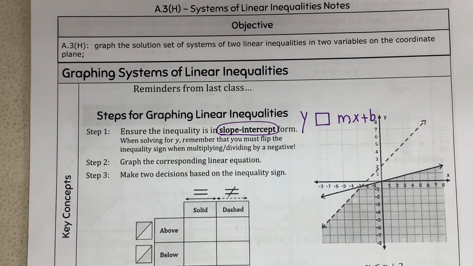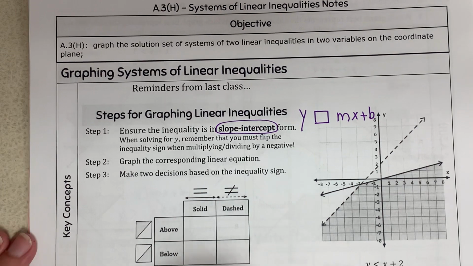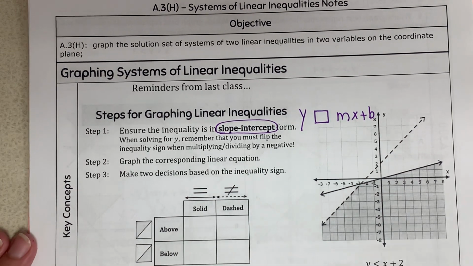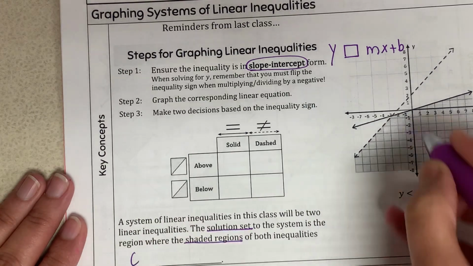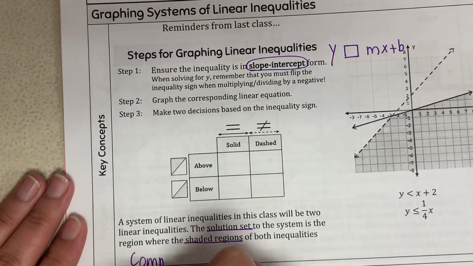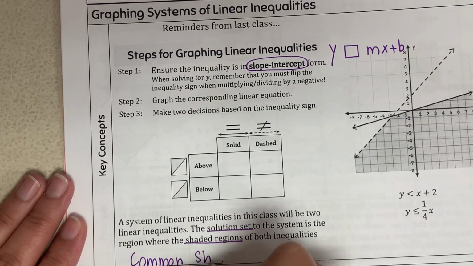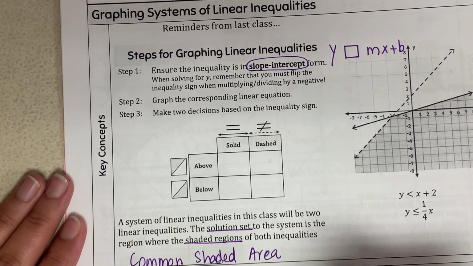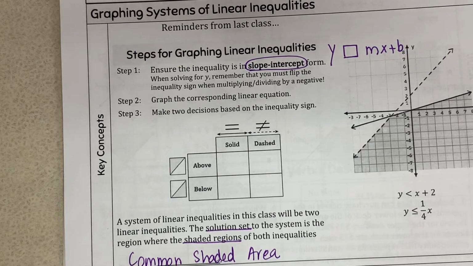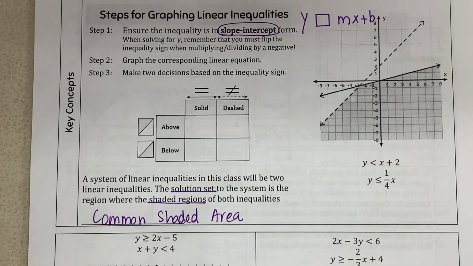And the solution set of the system would be the common shaded area. So common, what is present in both? So common shaded area, that is where my solution is going to be for the system.